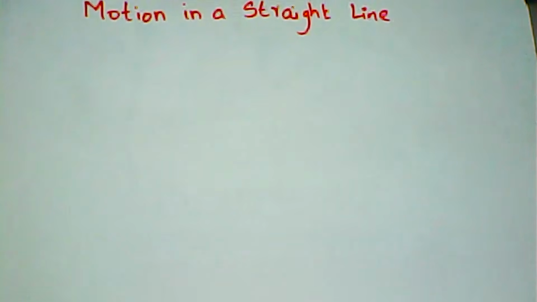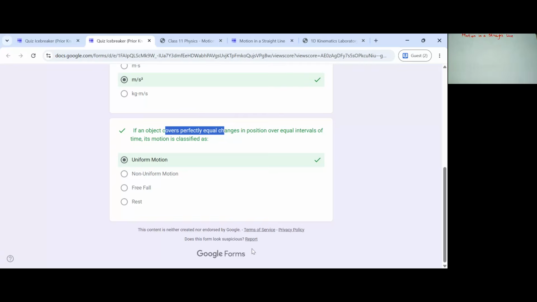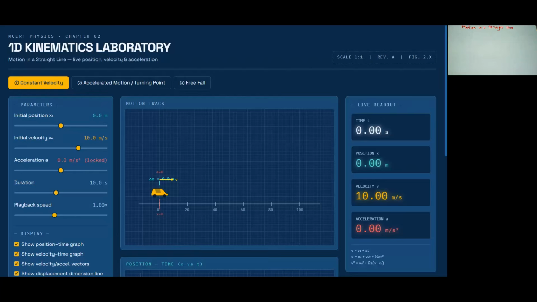So now we are going to the main topic, that is motion in a straight line. For that concept, I am going to share one animation so that it will be easy for you to understand the concept clearly. Clear? Okay, good.